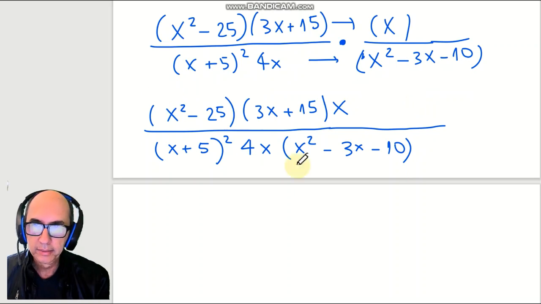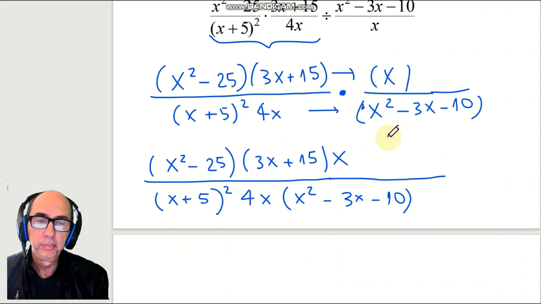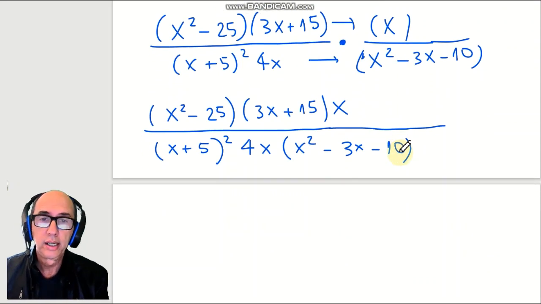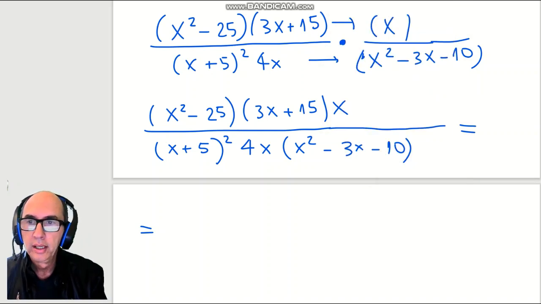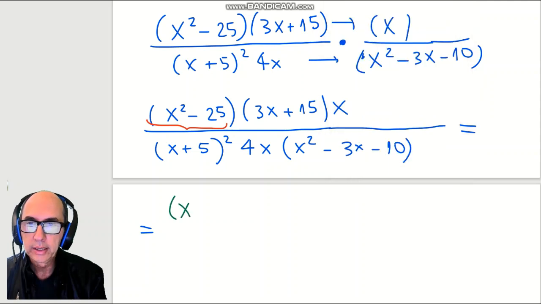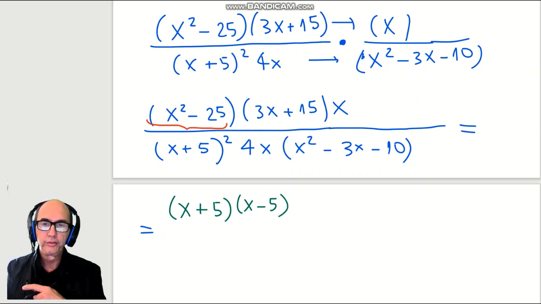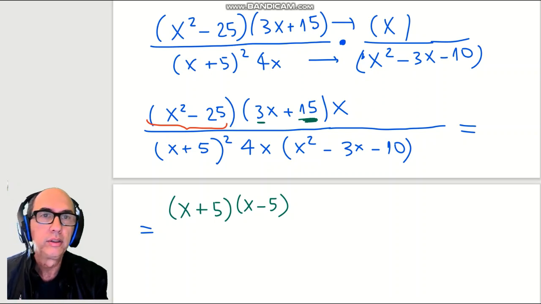This is the answer, but not the final answer. Working out the multiplication and division is simple, but not the whole work. The hard work is simplifying. We will need to check each one. Look, this is the difference of two squares. Difference of two squares we can represent as (x plus 5) times (x minus 5). Remember section 5.7, right? This one we have a greatest common factor, 3.